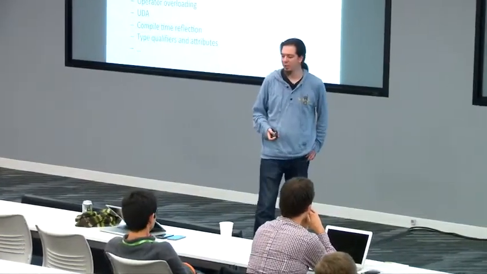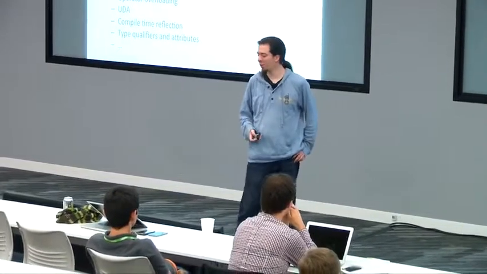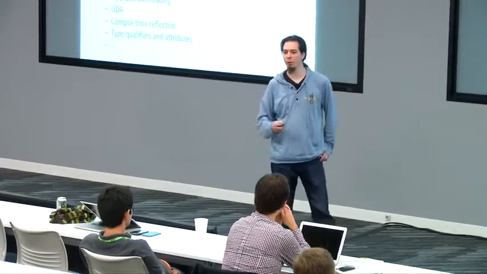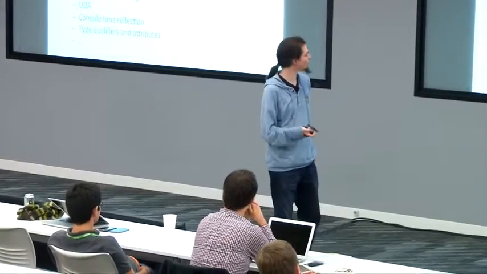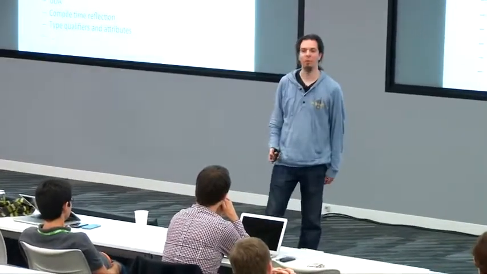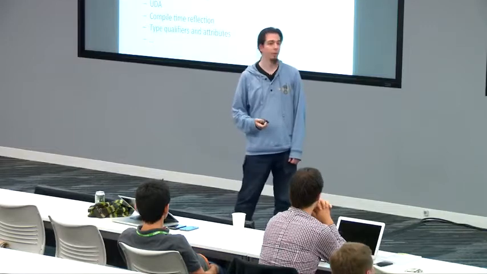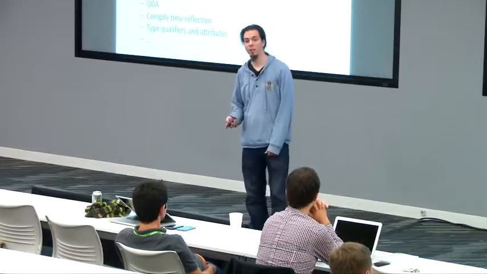Operator overloading, UDAs not working at all. Compile time reflection is not working at all. Type qualifiers and attributes, in some cases they work, in some cases they don't. It's kind of inconsistent. There is work; this is ongoing. Hopefully that is going pretty fast. Now I have a pretty good framework to work with. As you saw, adding new stuff is not a lot of code, and so I think I can get there.